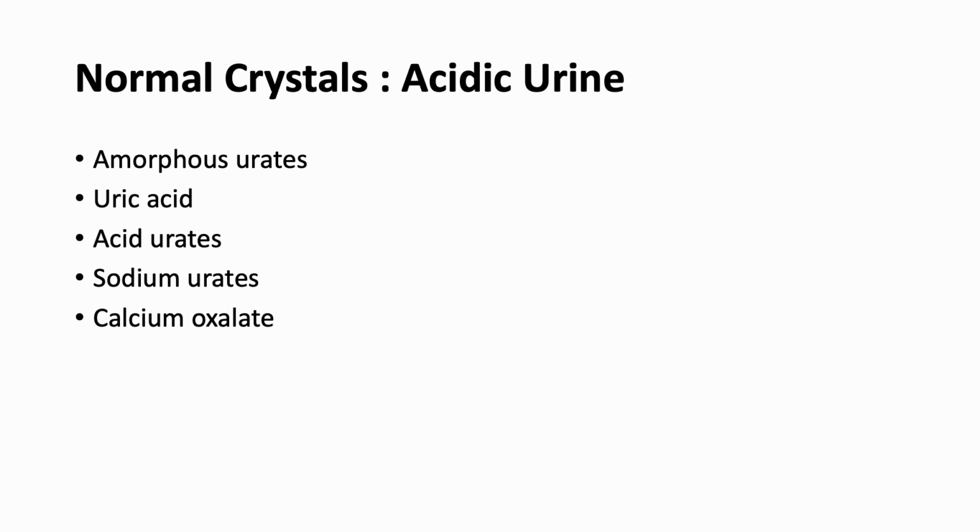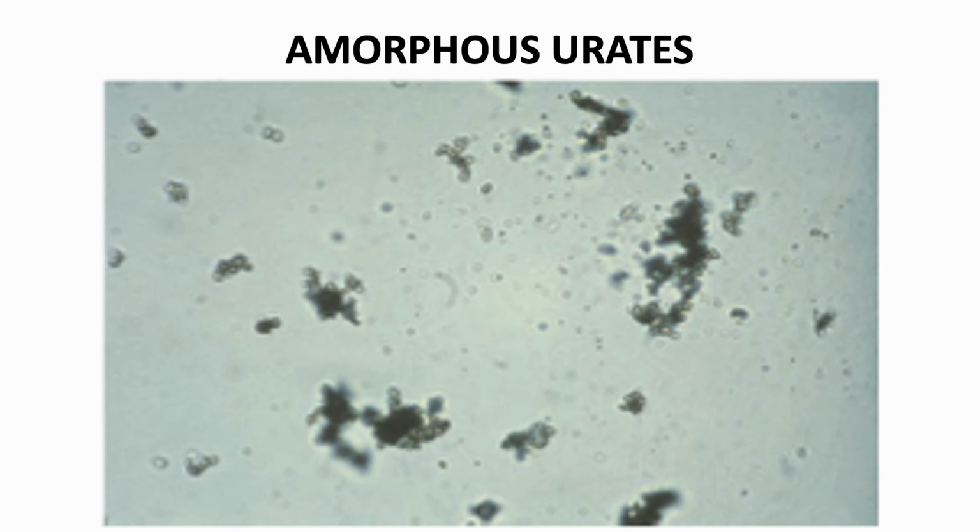Shown in this slide are the different normal crystals identified in acidic urine. Amorphous urates are one of the crystals that are seen in acidic urine. They appear as yellow-brown granules occurring in clumps and are often encountered in refrigerated urine specimens.